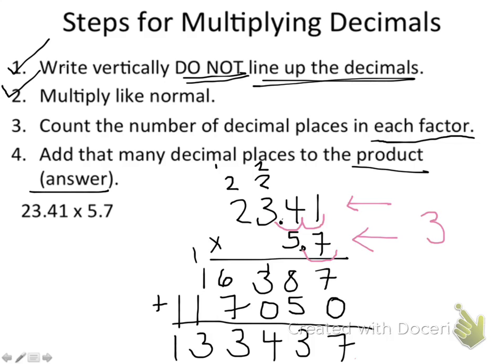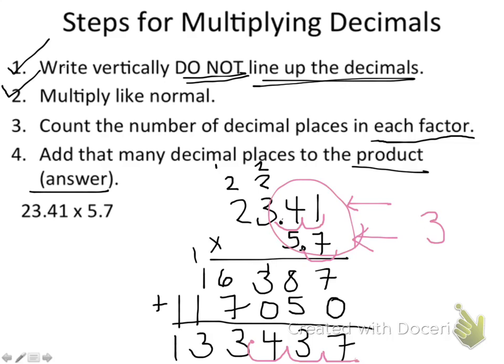Then I go down to my product or my answer. And I start on the far right, beside the 7 over here, and I go 1, 2, 3. And I put my decimal place right there because there were 3 up here, so I put 3 in the bottom. And my answer is 133 and 437 thousandths.